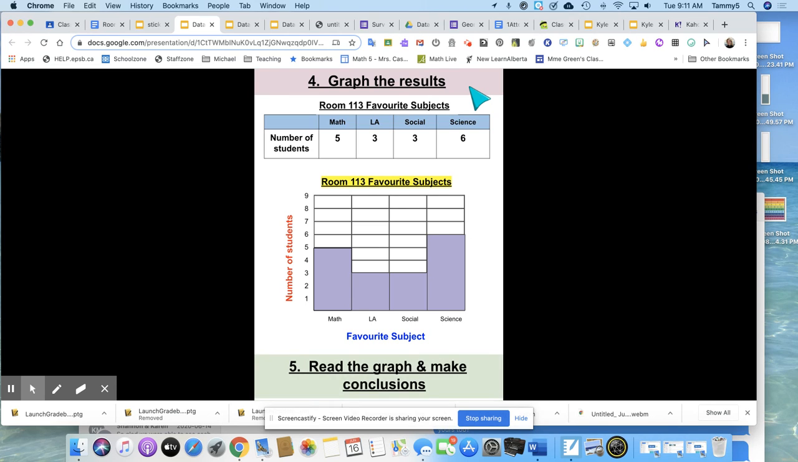Okay, so once you've made your bar graph, you can read your graph and then make conclusions from it. So when we look at this graph, you notice that science was chosen as the favorite subject. LA and social were tied, both at 3. You can also figure out how many people in total were actually surveyed. So I would say 6 plus 5 is 11, plus another 6 is 17 students completed this survey.